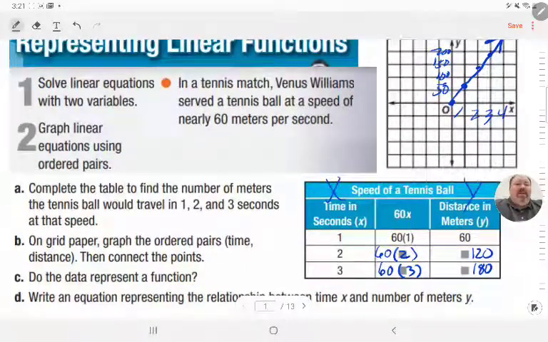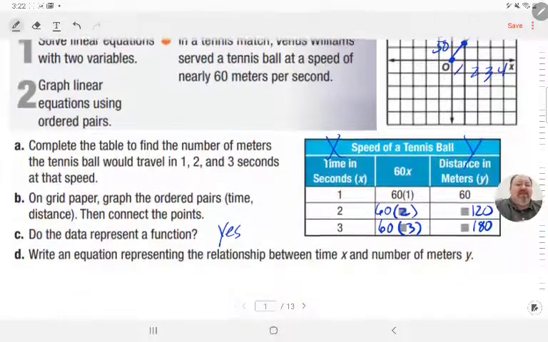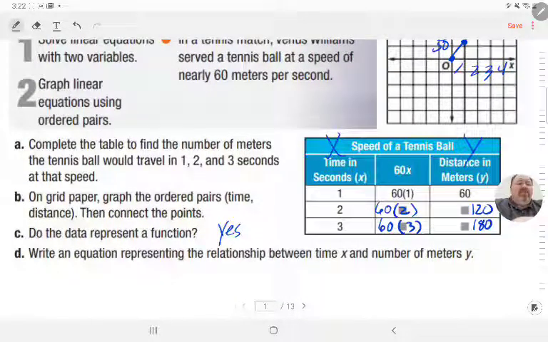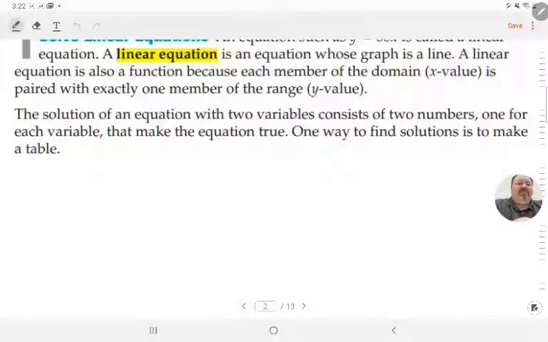Now they want to know, is the graph a function? Yes, it is a function. One x goes to each domain, or one range to domain. It also would pass the vertical line test. And then what would the equation be? Well, it would be y equals 60x. Okay? And that's what we're going to be talking about today.